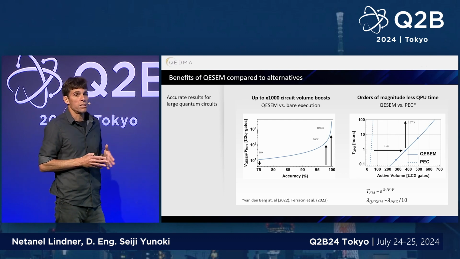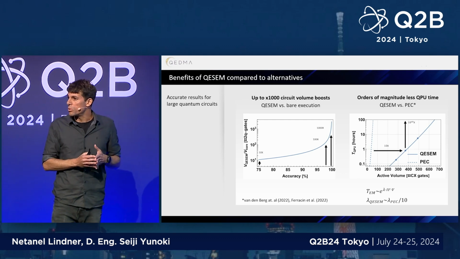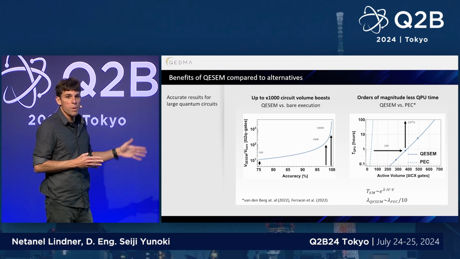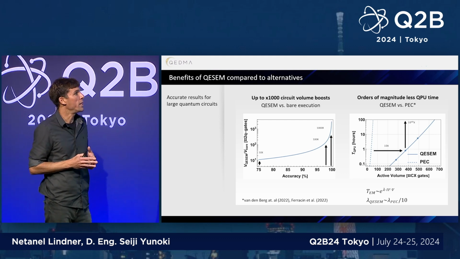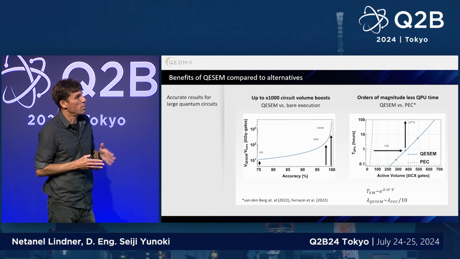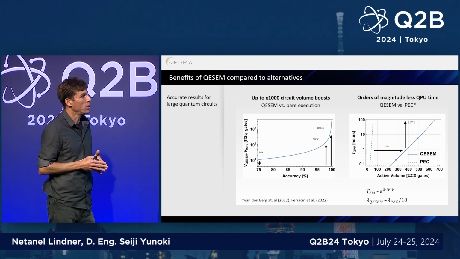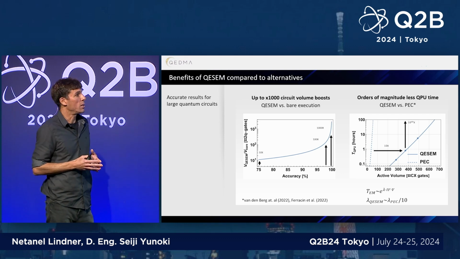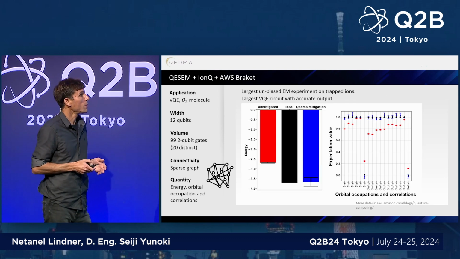You can also ask, what is the performance in terms of QPU time? And here we want to compare to the competing method for performing unbiased error mitigation, which is probabilistic error cancellation. And you can see that QESEM performs exponentially better and allows the user to access quantum circuits that are not possible to run using PEC.